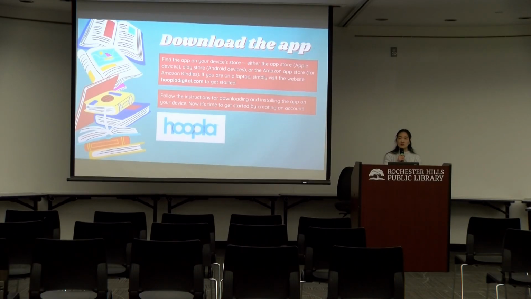So the first thing you're going to do is, if you are downloading the app onto your device, you are either going to go to the App Store if you have an Apple device, the Play Store if you have an Android device. If you're doing it on your TV, you are going to download the Hoopla app onto your TV. Or if you're going to use it on your computer, you are going to go to the website hoopladigital.com to get started.